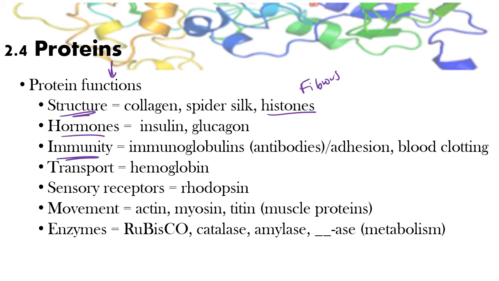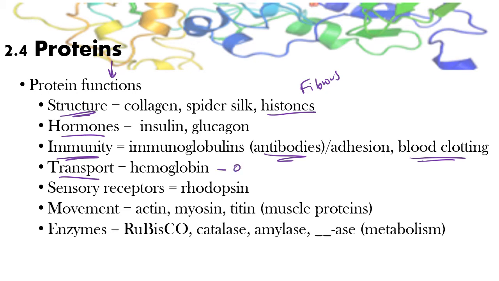Immunity, we have these guys called immunoglobulins, which are also known as antibodies, that are going to help bind to pathogens so that our immune system can kill them off. Blood clotting, like when you get a cut and you need to scab over that cut, that also is taken care of by proteins. We have transport proteins like hemoglobin.